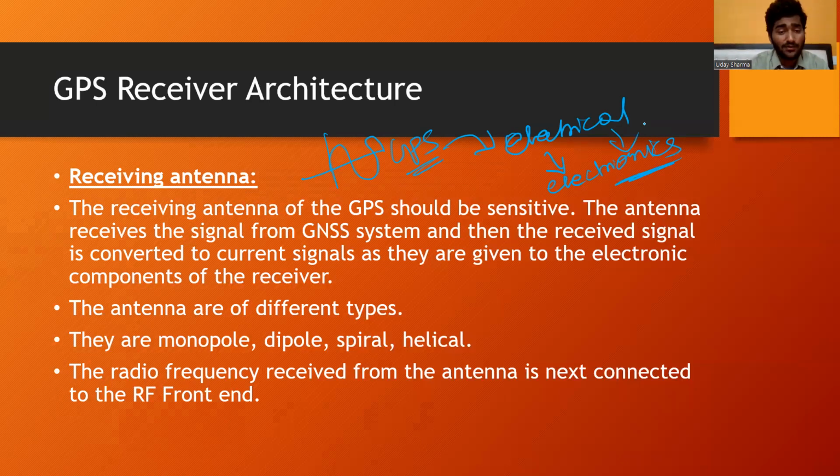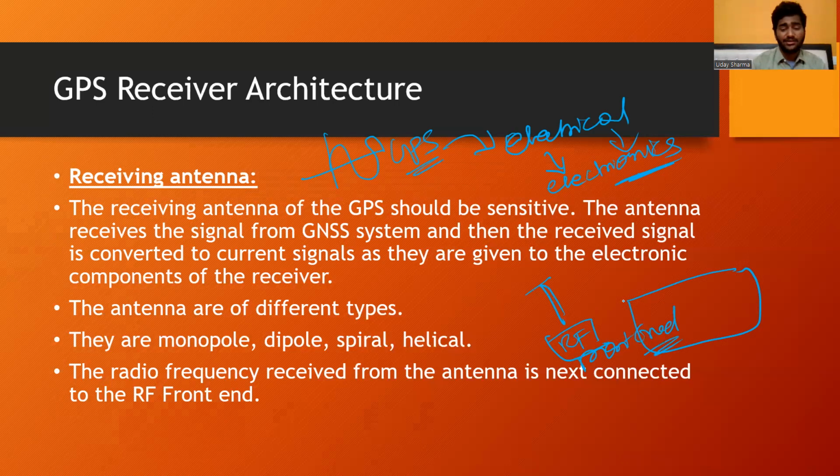The antennas are of different types. There are monopole, dipole, spiral, and helical antennas. The radio frequency received from the antenna is connected to the RF front end. As we have seen in the earlier diagram, there is the antenna and then we have the RF front end.